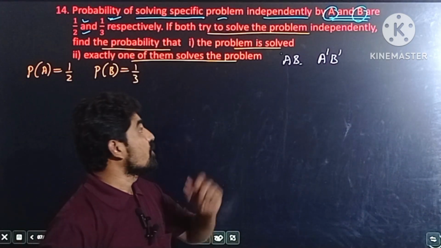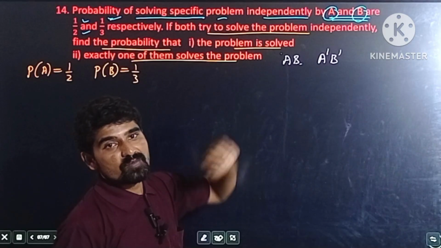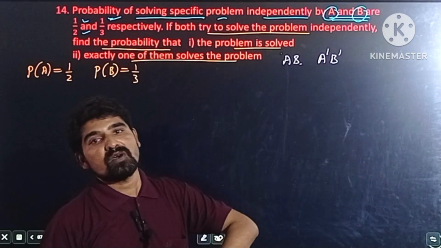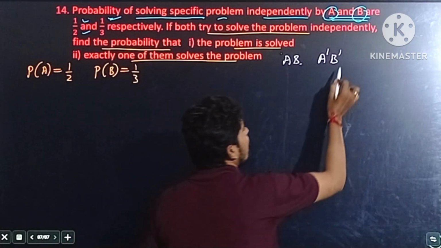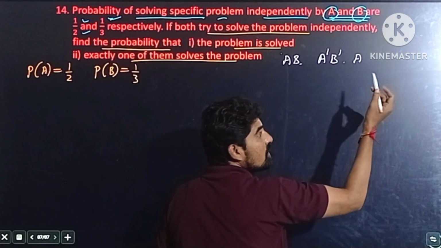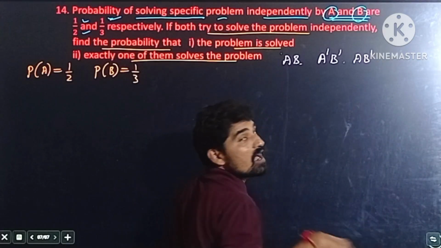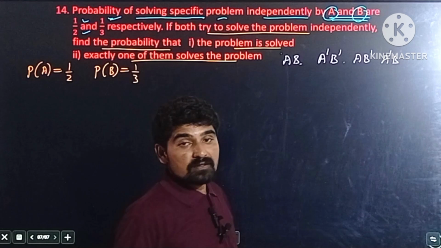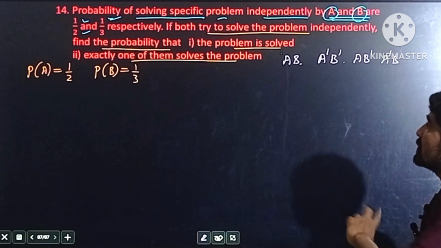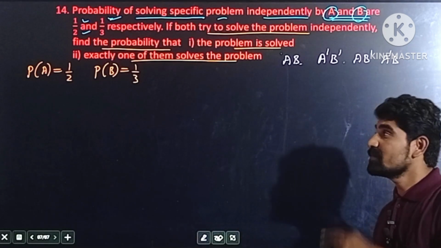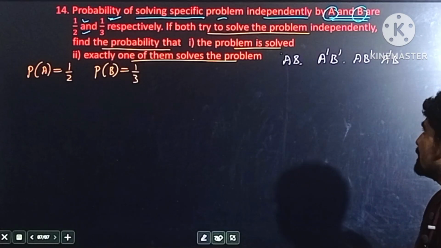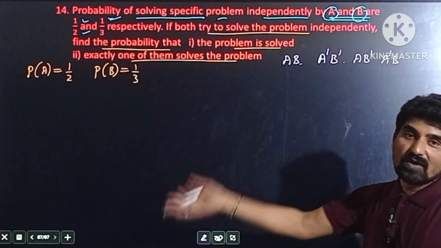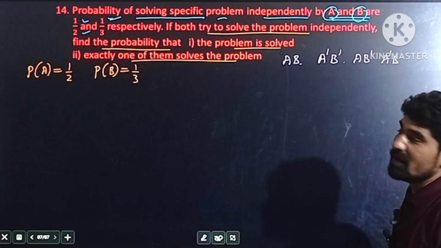A dash means the probability that the specific problem is not solved by student A. B dash means the probability that the specific problem is not solved by student B. Or A may solve the problem but B may not. Or A may not solve the problem but B solves it. These are the only four cases that arise when the students A and B are trying to solve the specific problem independently. Both may solve the problem, or both may not solve the problem, or any one of them will solve the problem.